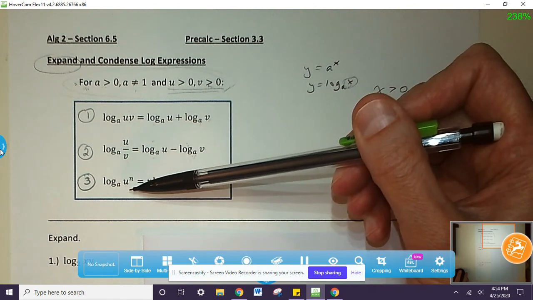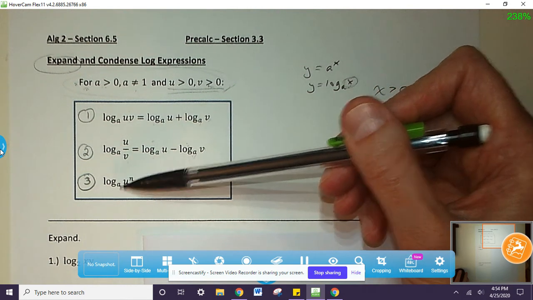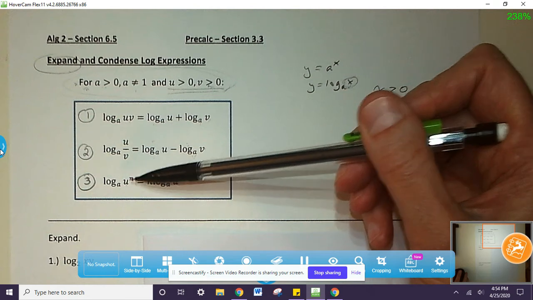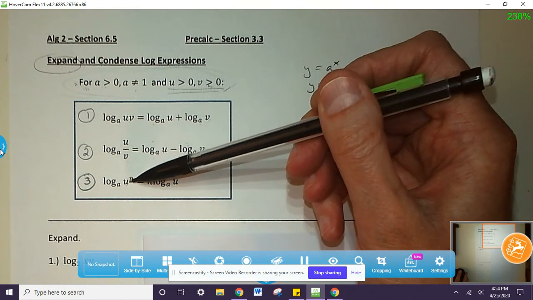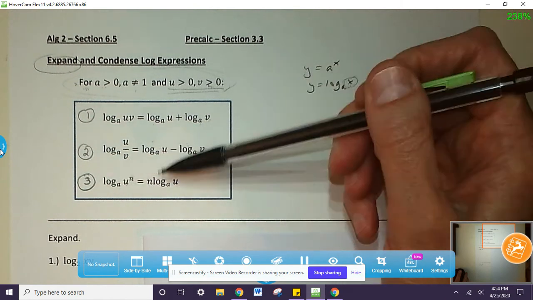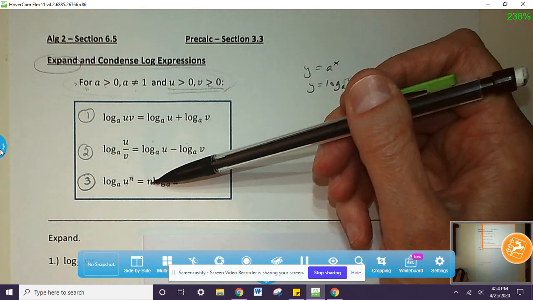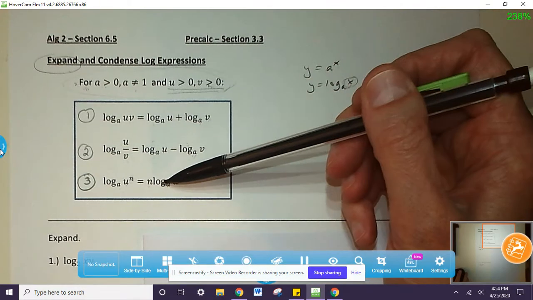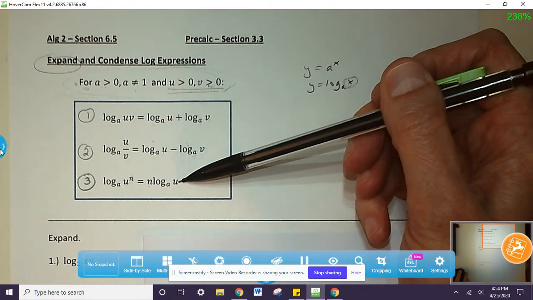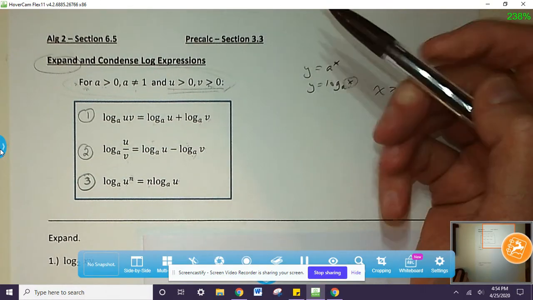And then the third rule says, if you have a log and you have an expression that has an exponent inside, you can actually take that exponent, swing it around to the front, and make it a factor. And make whatever that exponent was a regular number times the log of, in this case, u. And we're going to see all these properties in action.